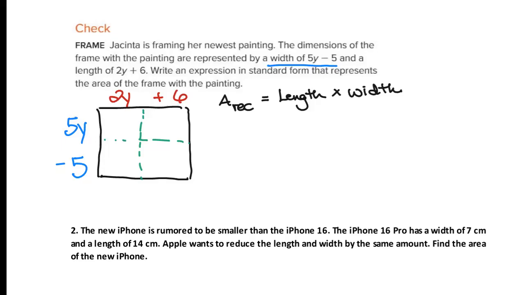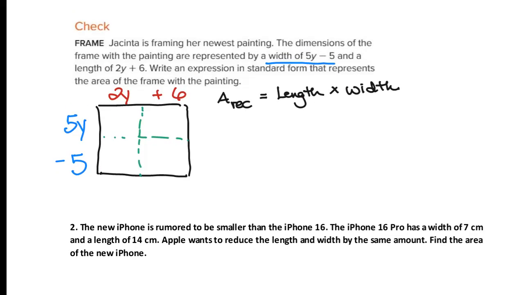Some of you might like double distributive. You could also do that. When I do that, I am going to take 5y times 2y, which is at the very top. And I'm going to take 5y times 6. All right? Now, I'm going to multiply both of these to get the answer.